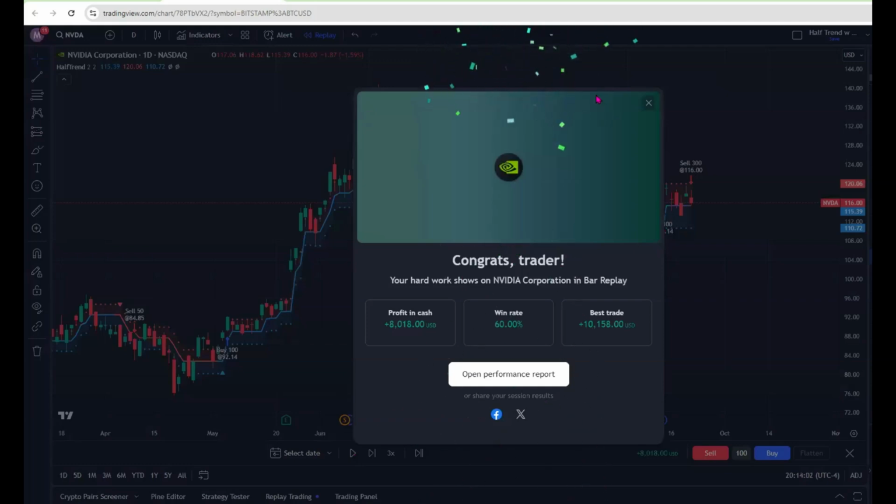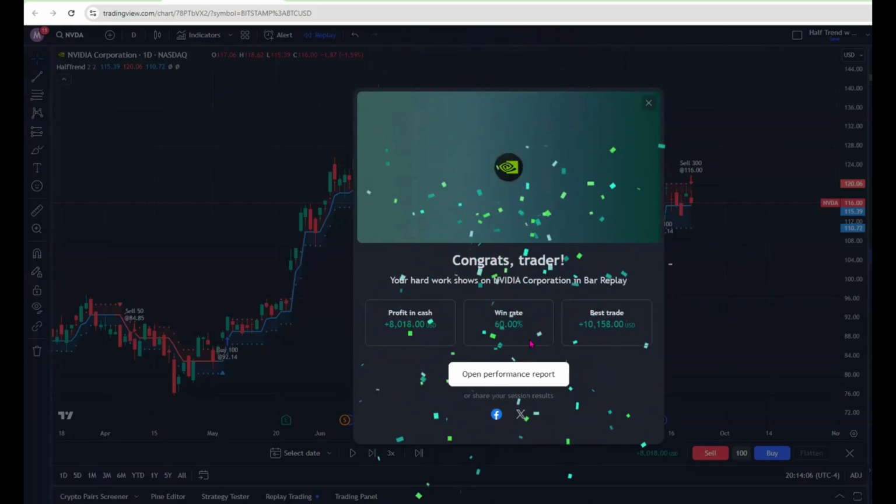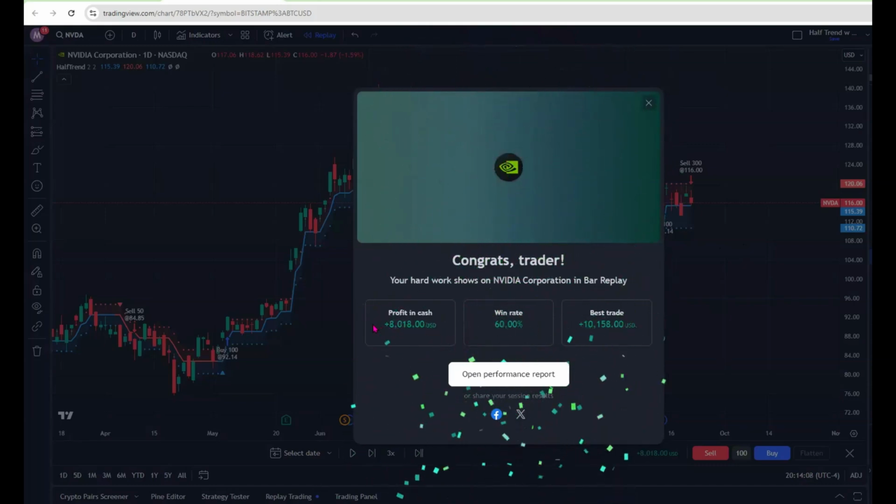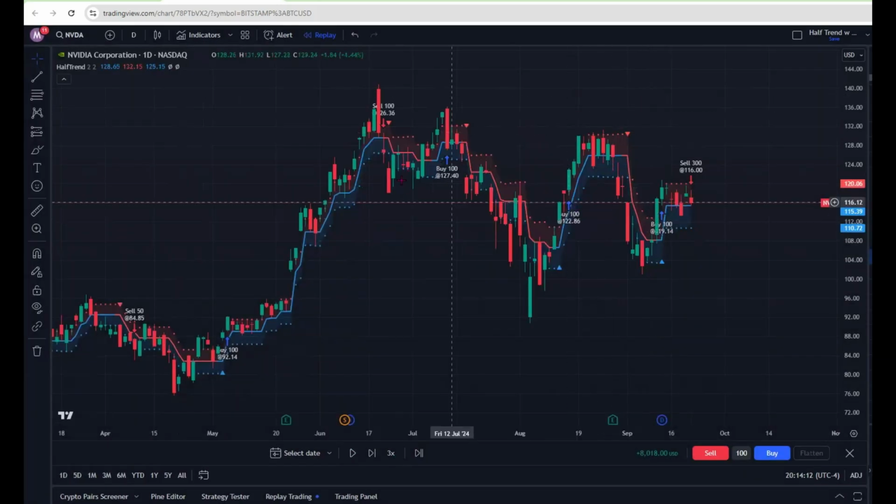Okay. So we ended up, the last 3 positions are going to show as a loser. And it shows 8,000 in profit, best trade 10,000. But basically it's because it closes us out on these trades here. But overall, that was a winner for us. So that's basically a way to use the half trend.